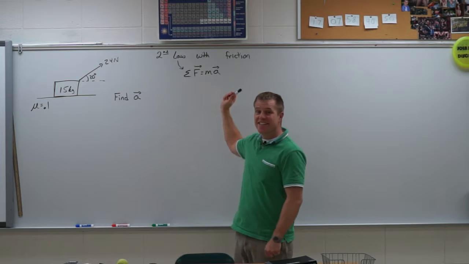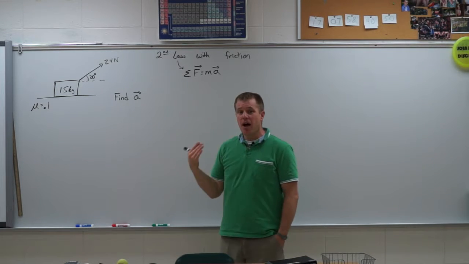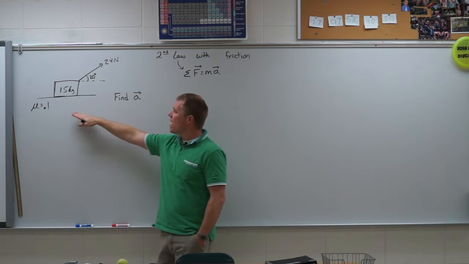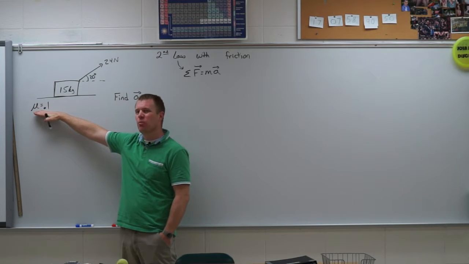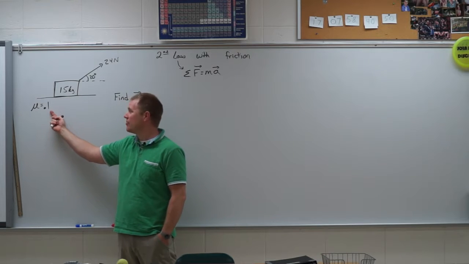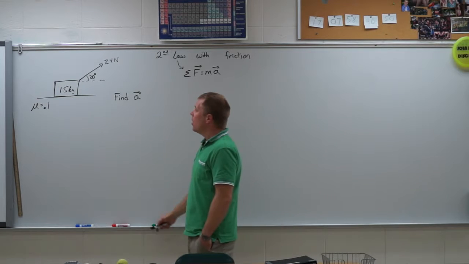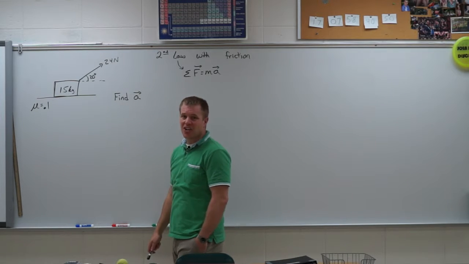All right, now we're going to look at second law with friction involved. So this is a lot like the one we did without friction, but this one now has a coefficient of friction of 0.1. Interesting note here, notice there's no units on the coefficient of friction. It is a unitless number because it is based on a ratio. All right, so let's go ahead and solve this problem.